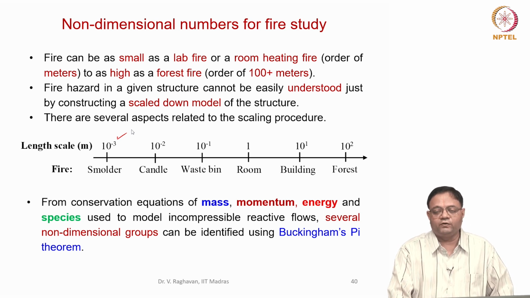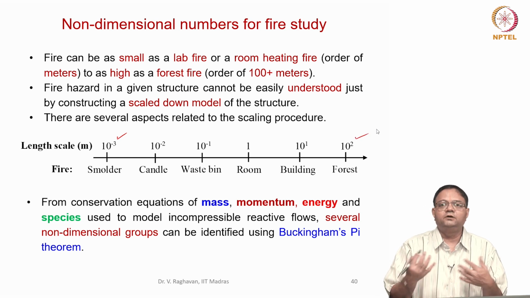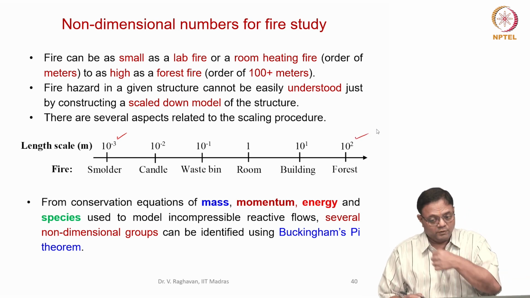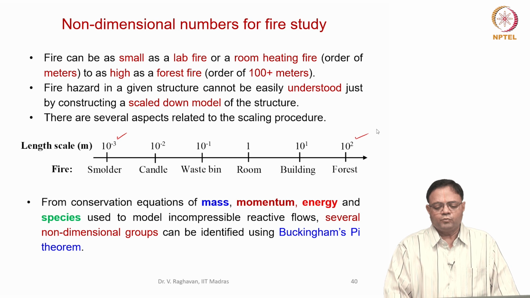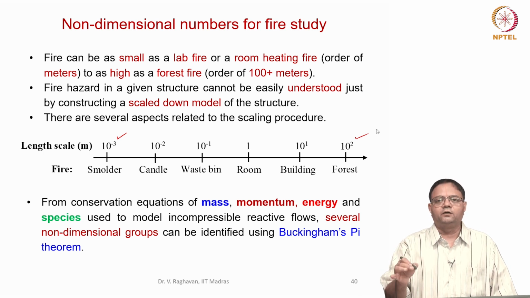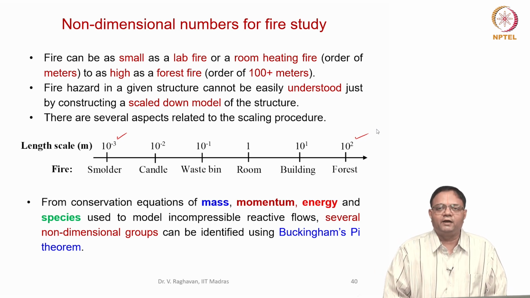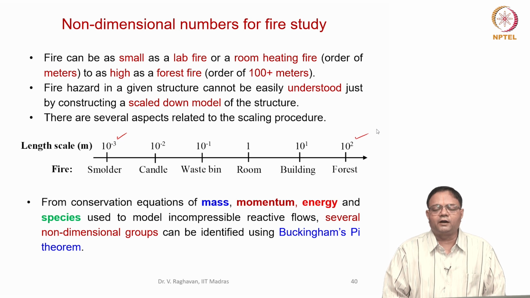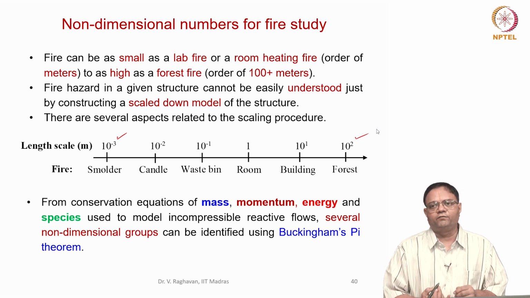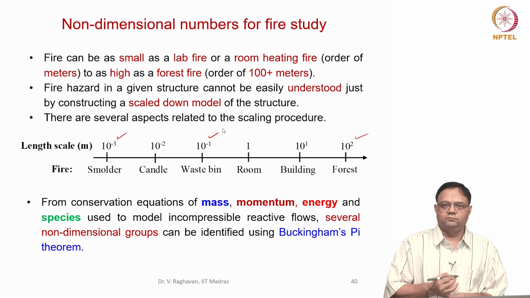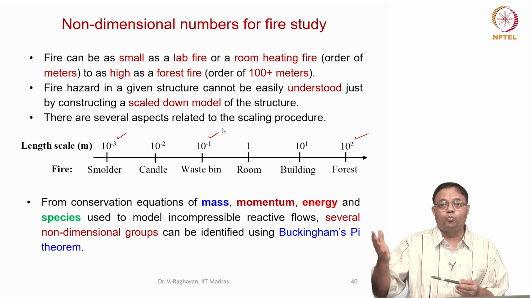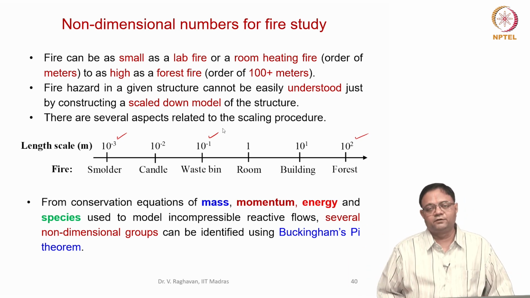Now forest fires, it may be as long as 100 meters. It may be much more than that, but I'm saying the order of magnitude. So the fire cannot be understood by conducting reduced scale or scaled down models. If I try to take the burning characteristic of a material in a given scale, say for example 10 power minus 1 meter, 0.1 meter scale, and I do some experiments, when I do the experiment in 1 meter scale, you will see different characteristics.